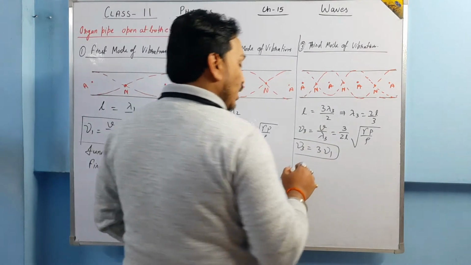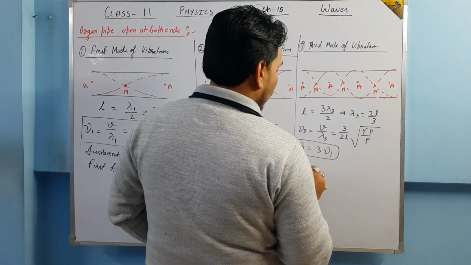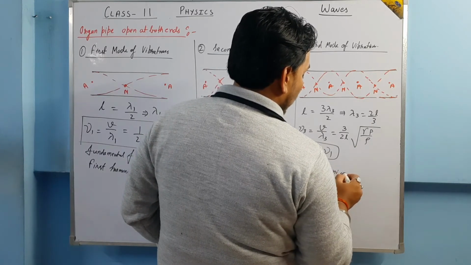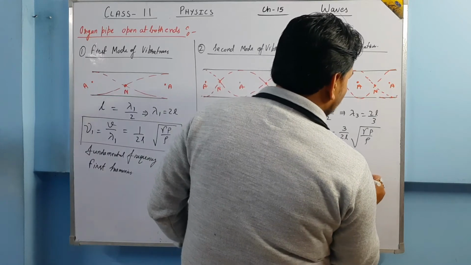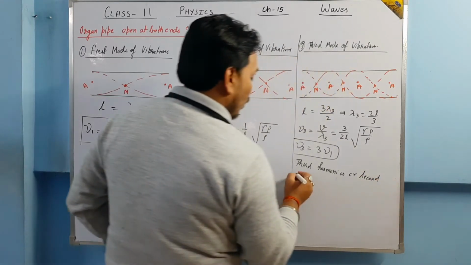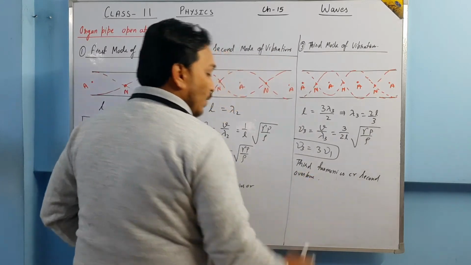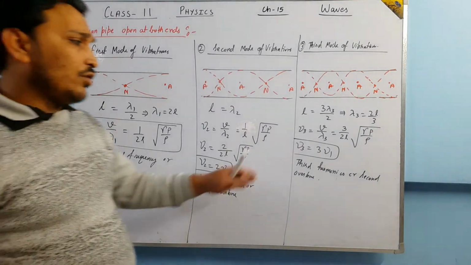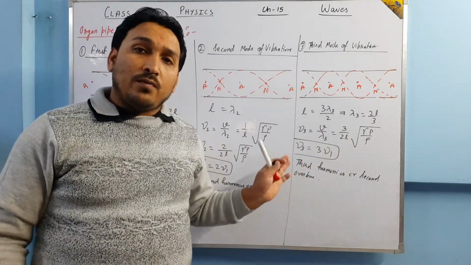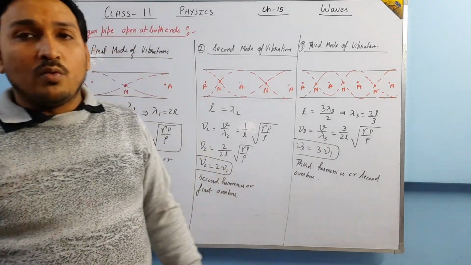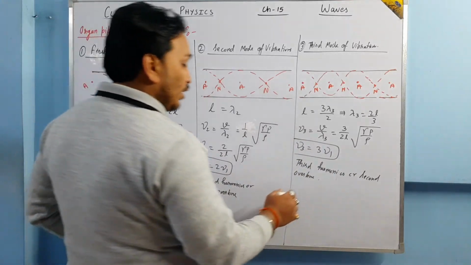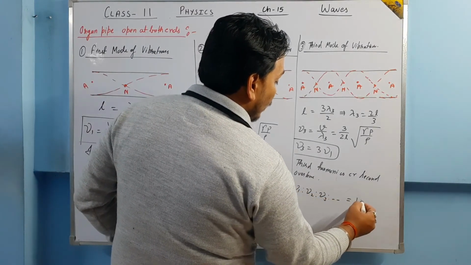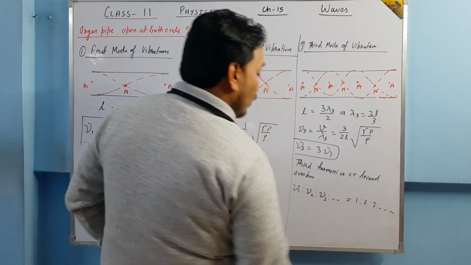So this frequency is called what? This frequency is called third harmonic or second overtone. Now similarly in the fourth one, nu4 is going to be 4 nu1. In the fifth one, nu5 is going to be 5 nu1. It will go on similarly. So if I take the ratios of nu1 is to nu2 is to nu3 and so on, what I'm going to have? 1 is to 2 is to 3 and so on.